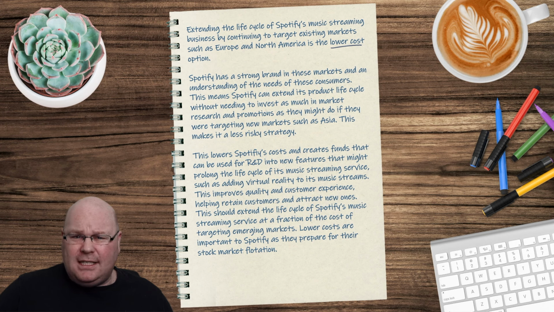It's important to try and start with a strong point at the beginning of any paragraph. Let's have a look at this one. It says, extending the life cycle of Spotify's music streaming business by continuing to target existing markets such as Europe and North America is the lower cost option. So we start our paragraph off by saying, okay, let's look at option 1. We continue to target North America and Europe and try to extend the product life cycle for Spotify's music streaming by staying in the same markets that they've always been in.